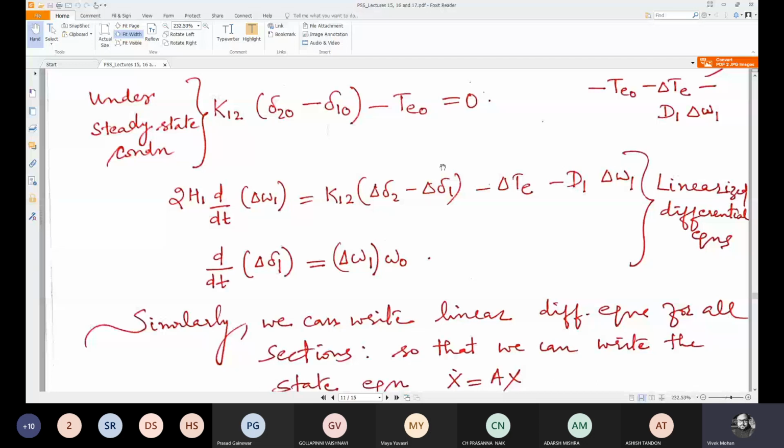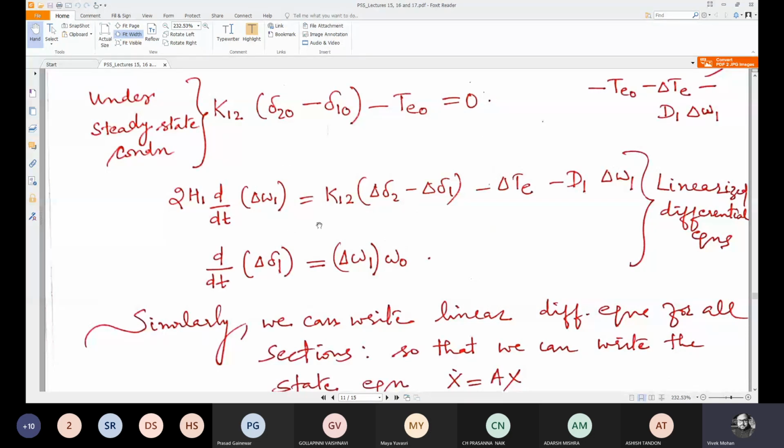These are perturbation models, because only small change in angular displacement is considered here. Small change in electrical torque is considered. Small change in angular velocity is considered. That is why this is a perturbation model. We are trying to linearize around the nominal operating region. So d by dt of delta delta 1 and d by dt of delta omega 1 are our state variables, delta omega and delta delta 1.